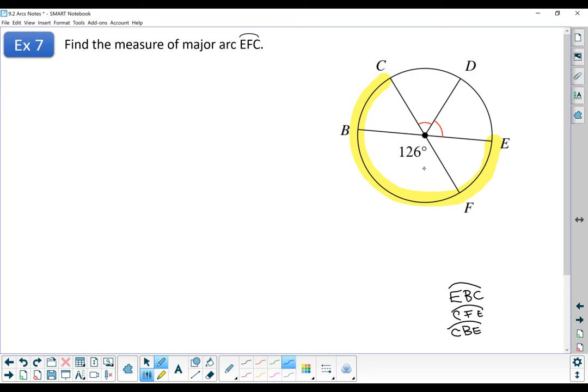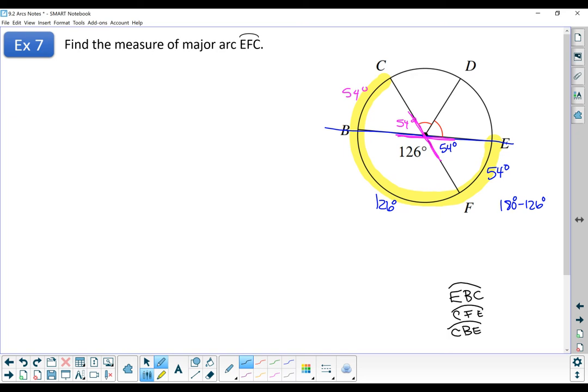It gives us this 126-degree angle here, but we can use this diameter to help us. These two arcs, or these two angles, have to add up to 180. So I can figure out this one by doing 180 minus 126. That gives me 54. And then you might have noticed that these two angles here are vertical angles. So that means this one is also 54.